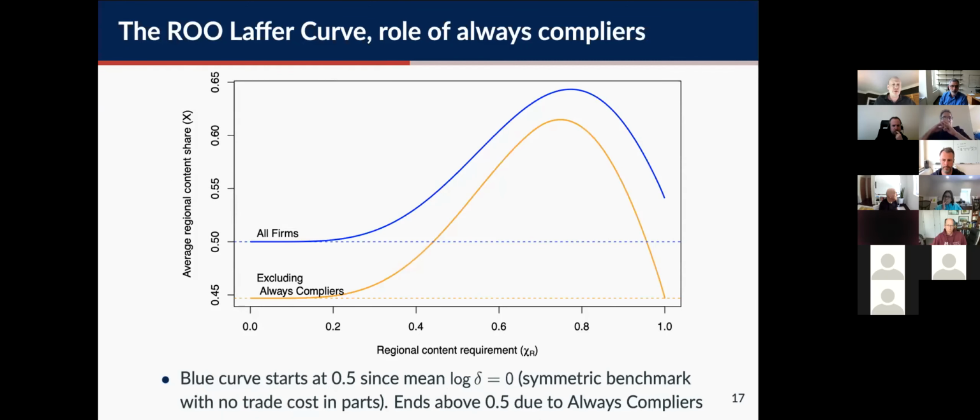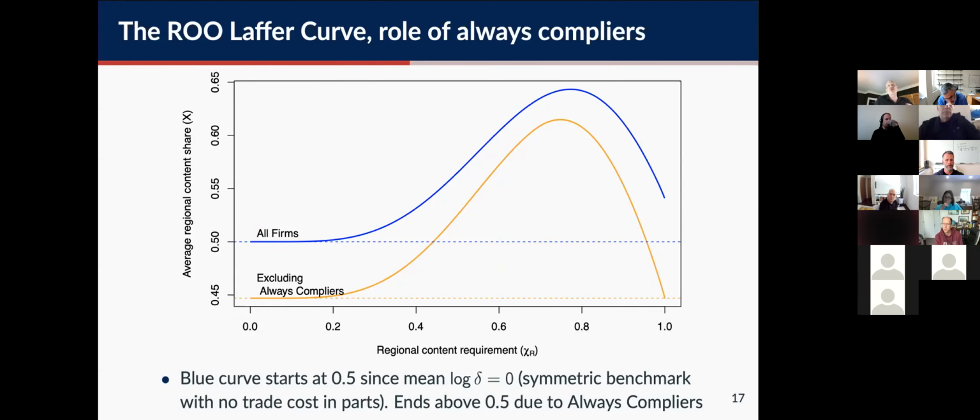Okay, so now here's the first impact of just kind of showing you how this leads to a Laffer curve. What I'm showing you is the part share now as a function of the rule of origin, and we see it here in blue for all firms, and then in yellow excluding the always compliers. So clearly, if you have a lot of firms that are always going to comply with the rule of origin, you get a monotonic prediction for what happens to the part share as you crank up the rule of origin, right? The firms are always going to comply.